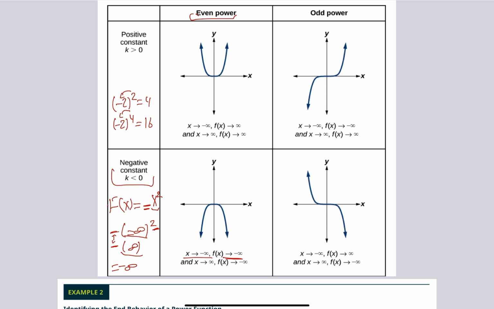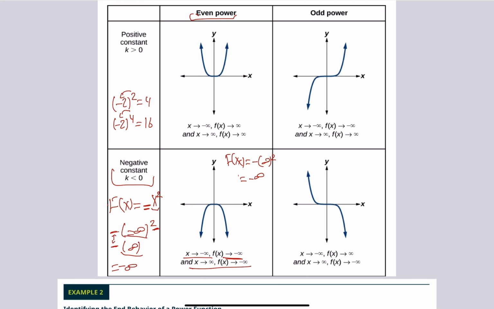Now what if I have infinity plugged into f of x? So I have negative times infinity squared. Well, this is also just negative infinity, as well.